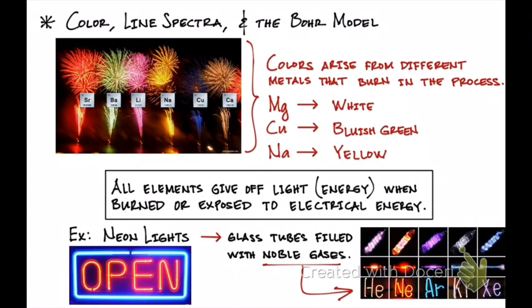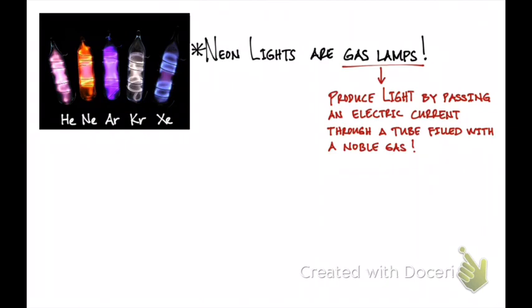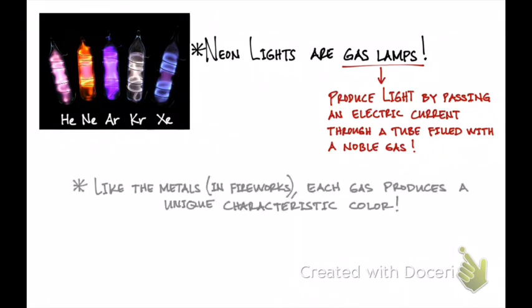It's because the noble gas atoms are interacting with this electrical energy, and it basically converts it into light. And so again, as I mentioned earlier, neon lights are basically gas lamps, and these gas lamps or vapor lamps produce light by passing an electric current through a tube filled with a noble gas.